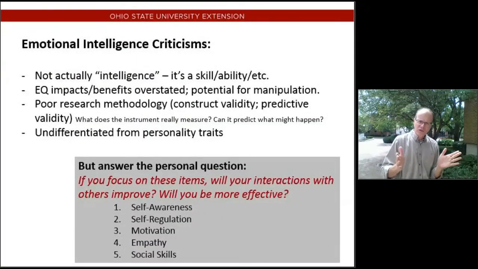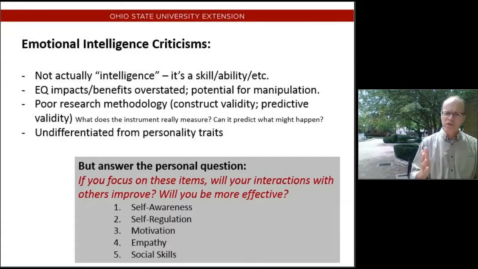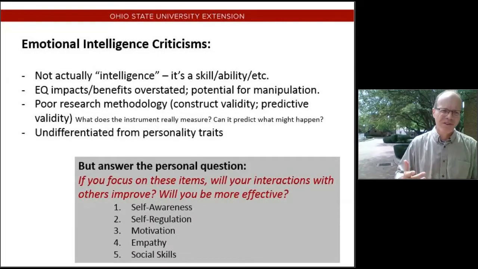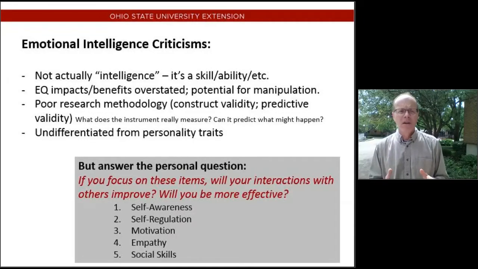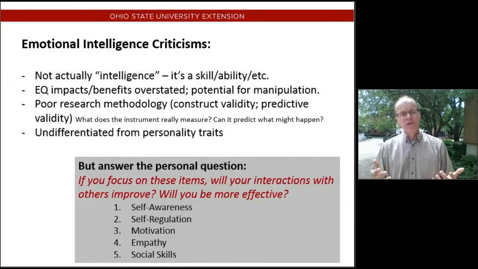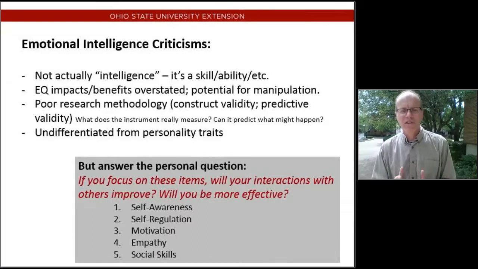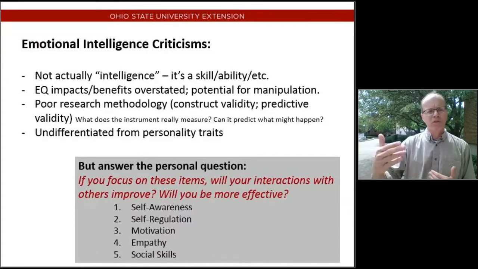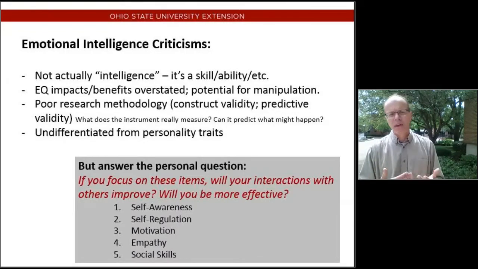I always like to look at criticisms and throw these challenges out to my grad students, so here we go. Criticisms of emotional intelligence. Well, it's not really intelligence, it's a skill, it's an ability. Okay, I don't mind that. It's a good criticism. EQ impacts are overstated. There's potential for manipulation. Yeah, there's potential for that with anything. So I don't mind that too much. Poor research methodology. The construct validity doesn't measure what the instrument says it's measuring. Can it predict, the predictive validity? Well, we could argue that back and forth and show data on both sides.